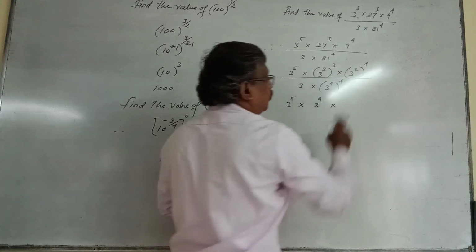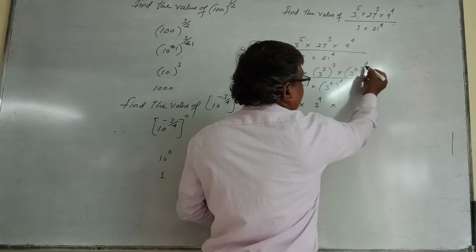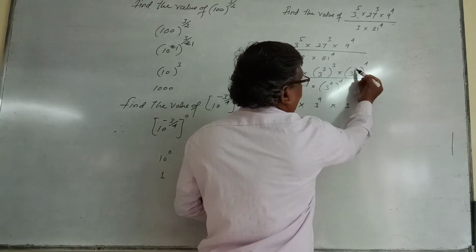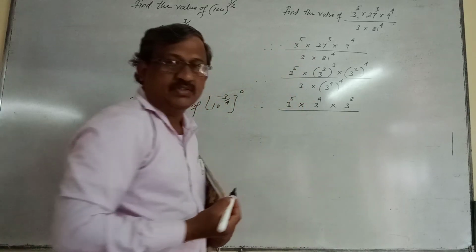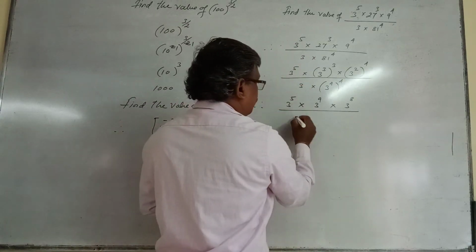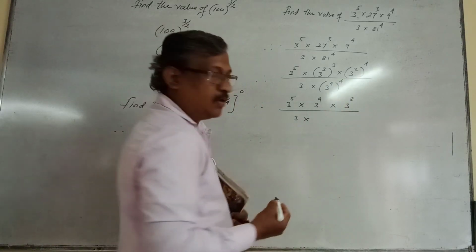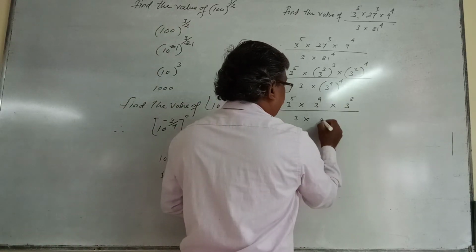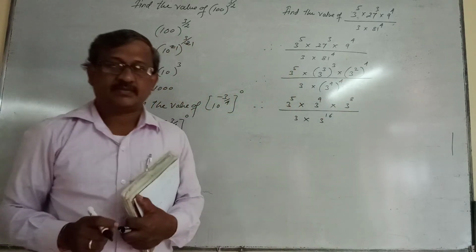Into, now here also I can apply the third rule. As per the third rule I can multiply this index. So it is written as 3 raised to 2 into 4, which is 8. This is divided by, keep these 3 as it is, into, here also I can apply the third rule, multiply the index. It is 3 raised to 4 into 4, which is 16, like this.